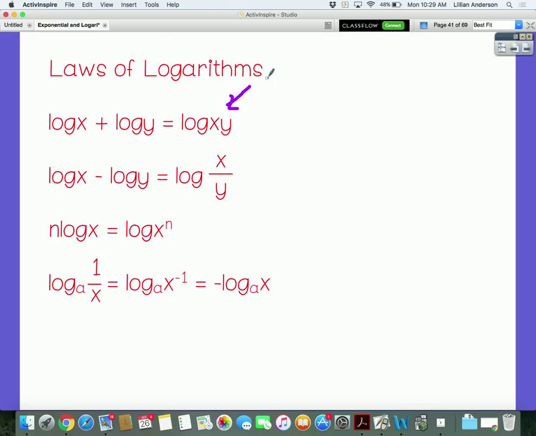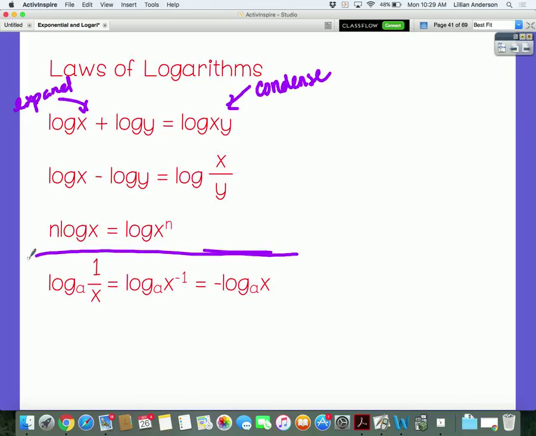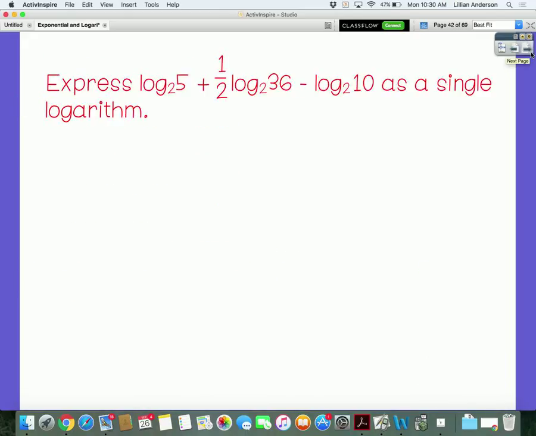So that is all on this side, okay? If it ever asks you to condense, it's the right side of the equal sign. If it ever asks you to expand, then it's going to be the ones on the left side of the equal sign. This one right here is just a separate little law, but it's pretty straightforward. So we're going to use these to express some of these as a single logarithm. Okay? We're going to apply those properties, and we're basically going to condense this whole thing.